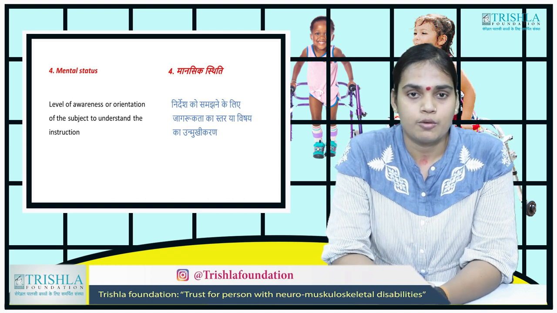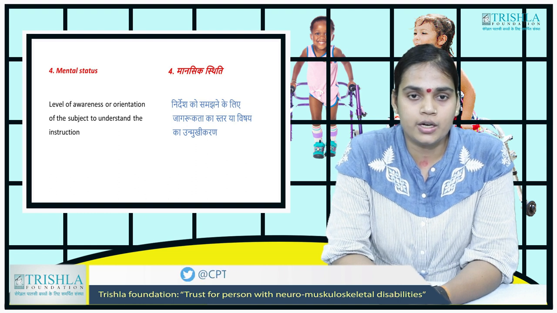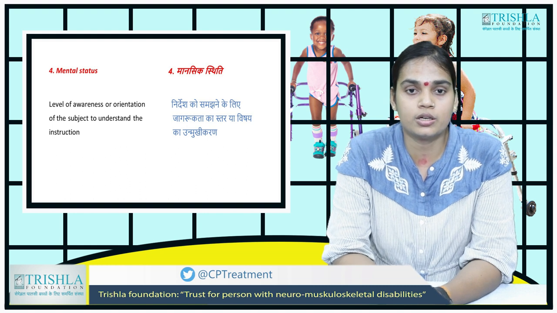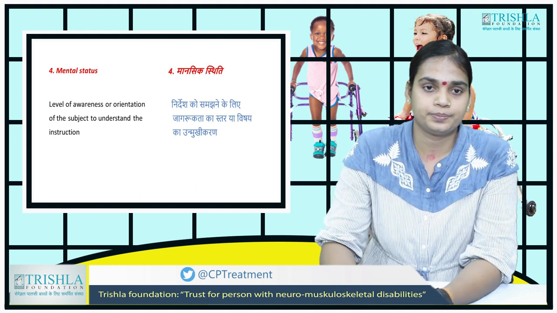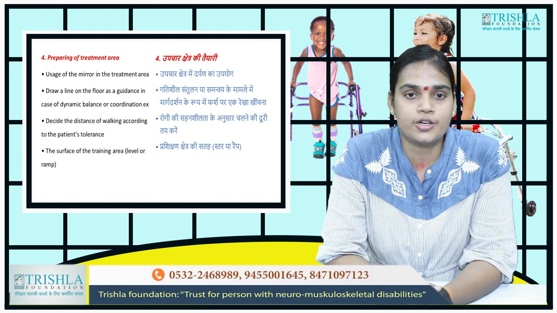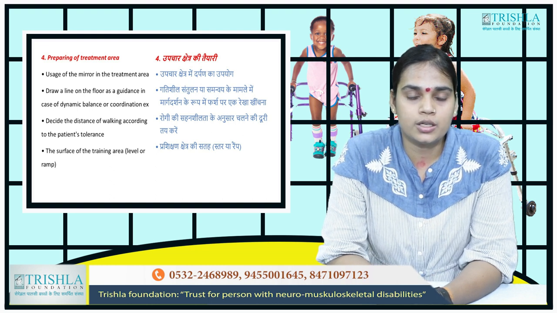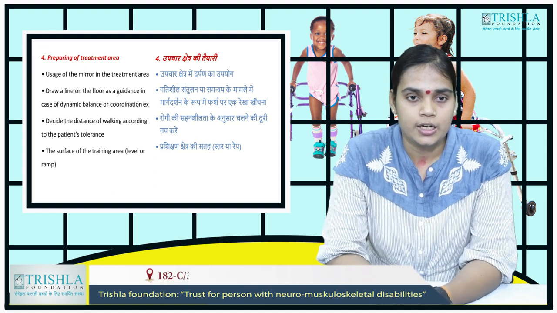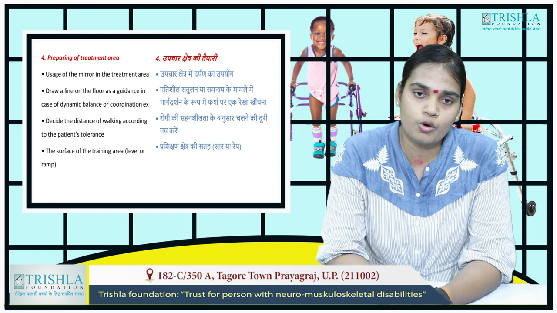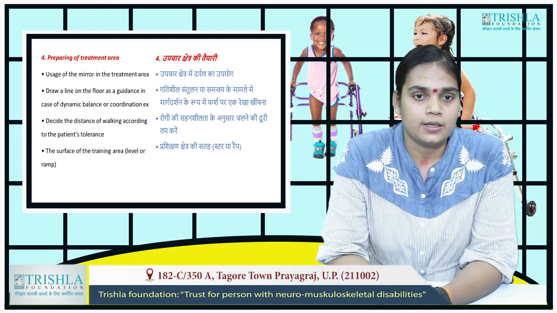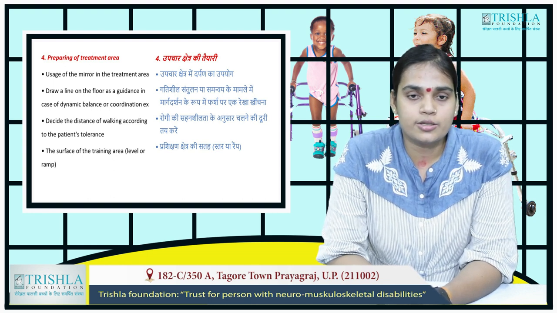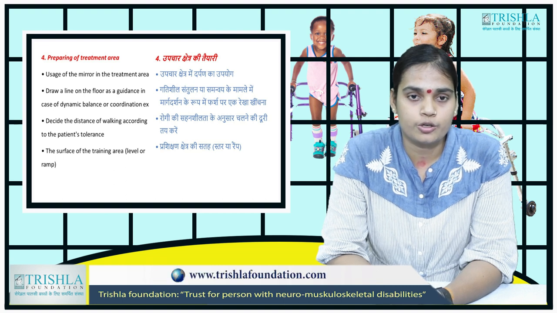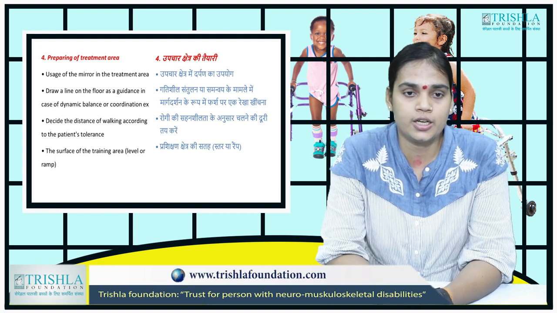Mental status. What should be the mental status of your child? Level of awareness or orientation of the child to understand the instructions. Preparing the treatment area. Use of a mirror in the treatment area. Draw a line on the floor as a guide in the case of dynamic balance or coordination. Example. Decide the distance of walking according to the patient's tolerance. The surface of the training area.